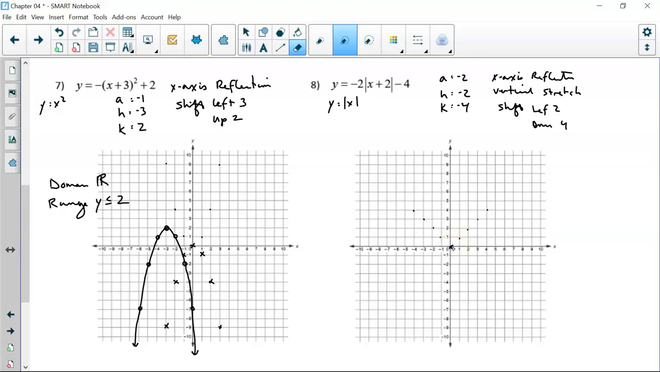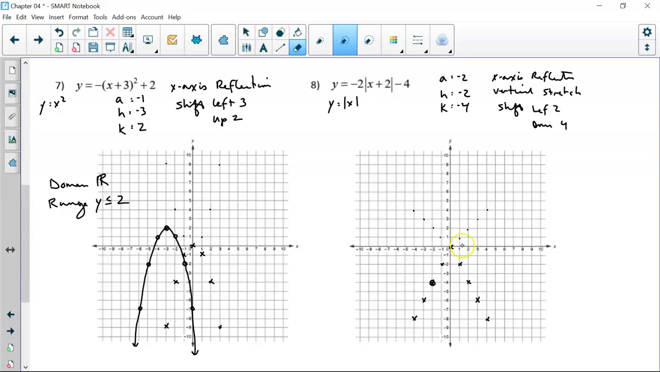0 times negative 2 is 0. 1 times negative 2 is negative 2. 2 times negative 2 is negative 4. 3 times negative 2 is negative 6. 4 times negative 2 is negative 8. So there's a bunch of points, and now we're going to take each one and go to the left 2 and down 4.